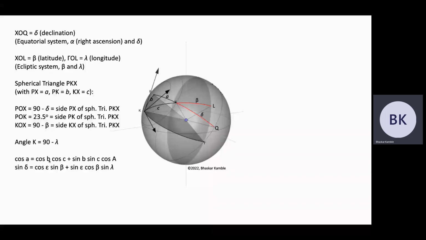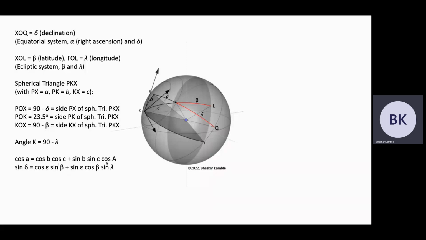Cosine B is equal to epsilon, so cosine B remains cosine epsilon. Epsilon is the obliquity of the ecliptic. Cosine C becomes sine beta, because C is 90 minus beta. So cosine of 90 minus beta is sine beta. And similarly, sine of B becomes sine of epsilon, because B is equal to epsilon. Sine C becomes cosine beta, because sine of 90 minus beta is cosine beta. And cos A, or cos K if you want, is cos of 90 minus lambda, which becomes sine lambda.